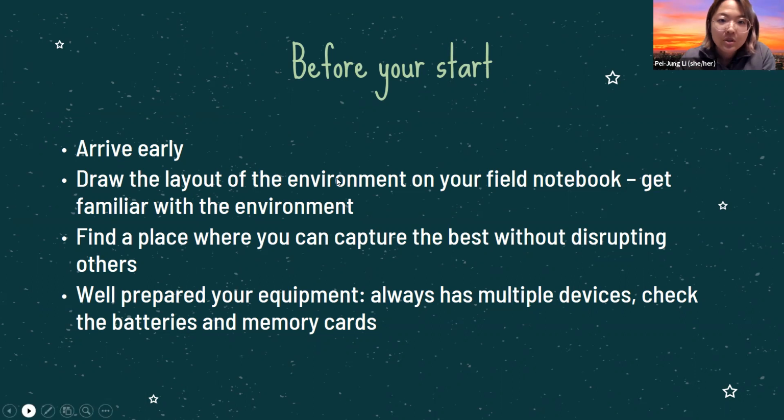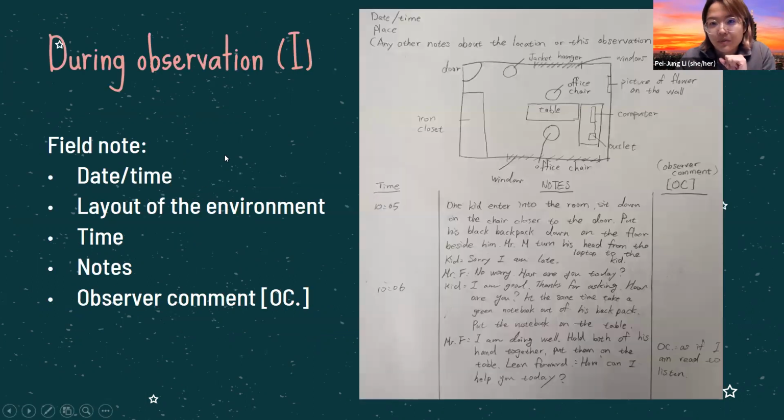Okay, so during your observation, this is an example of a field note. As you can see, we have the time, date and place at the top of the field notes. And as I mentioned earlier, after you arrive, greet people and set up almost everything, you could start to draw the layout of the environment in as much detail as possible.